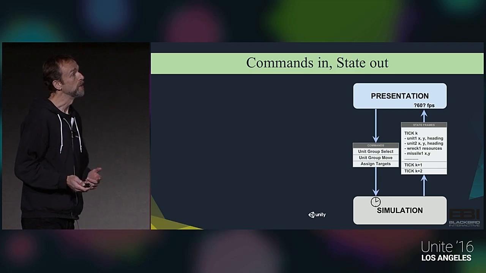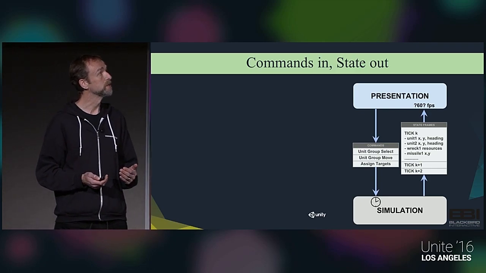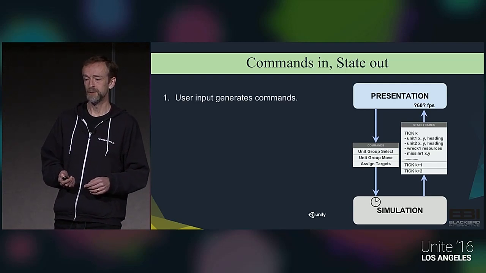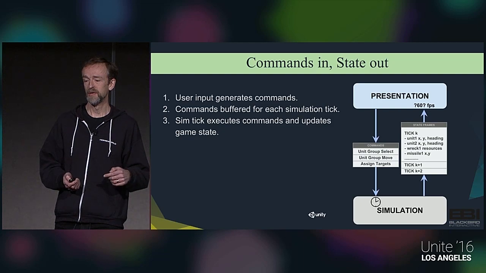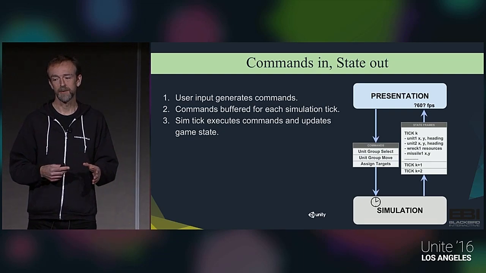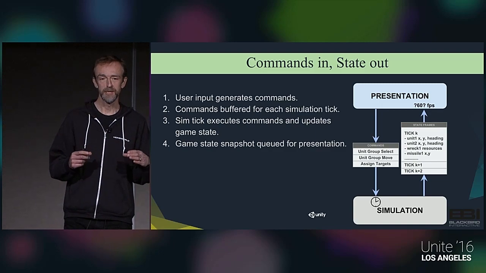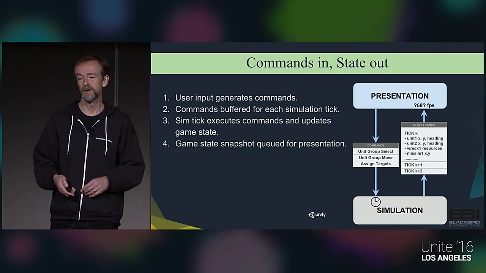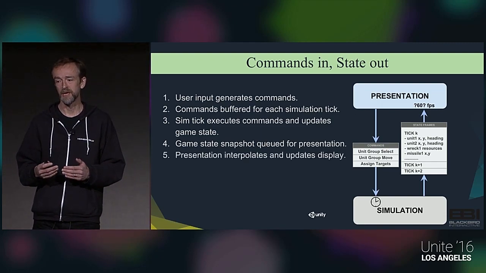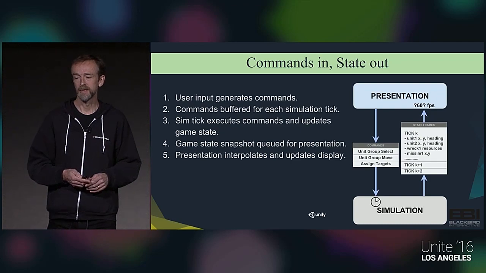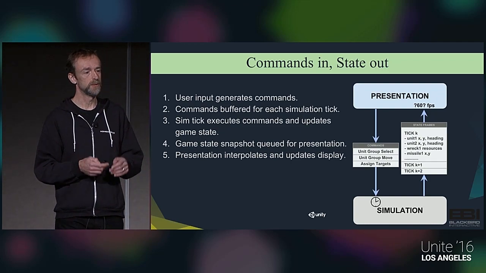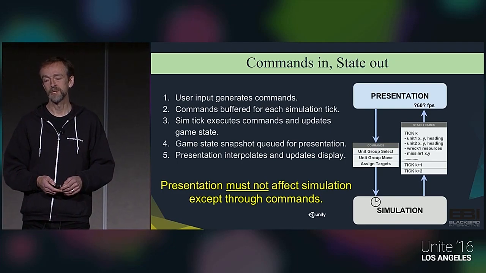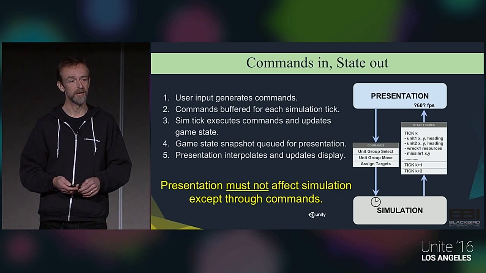Digging a bit more into how we separate things, the rule is commands in, state out. User input generates commands. They get buffered up. The sim tick executes those commands and updates the state of the game. A snapshot of game state is then queued up and passed to the presentation layer, which can then interpolate that state at whatever render rate it's running at and update the display and make everything look pretty, and the user is happily playing the game. And just to reinforce the fact, presentation must not affect the simulation except through commands.